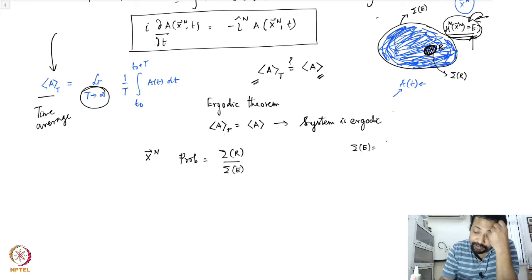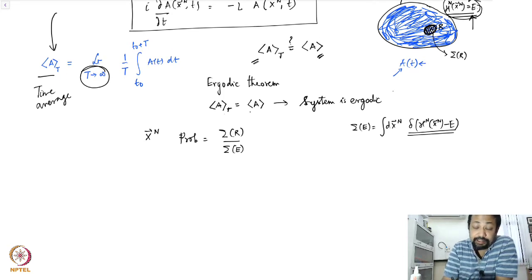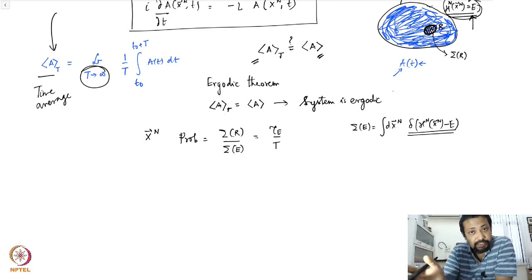Sigma E is formally defined as the integral of d of xn delta of hn of xn minus E. So essentially the delta function guarantees that the measure only takes into account the surface area on which the tip of this vector lies, contained within this volume, right? Now since the flow is ergodic, the time average is equal to the phase space average. Therefore, this probability is also equal to the ratio of the time that the system spends in this region R to the total observation time. So when the flow is ergodic, in equal areas in the phase space, the system will spend an equal amount of time.